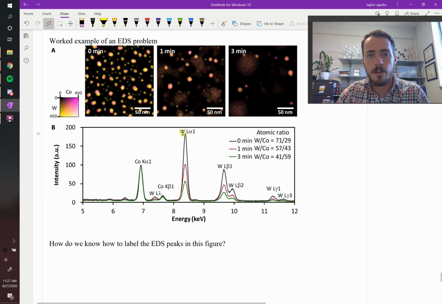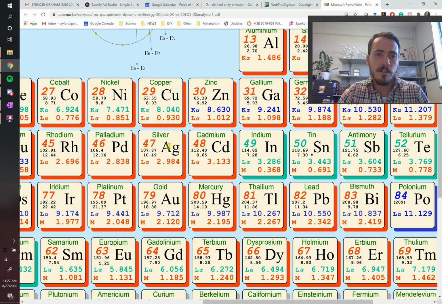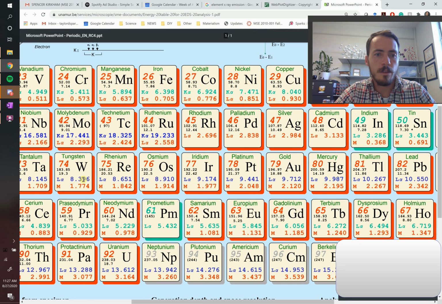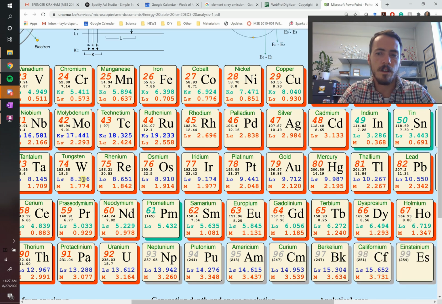Same thing with tungsten. How do we know that this is tungsten here? You'd look here, it's between 8 and 9, maybe 8.3. And in this table, when you look over here at tungsten, yeah, 8.396. So we know that that's tungsten and not something else.